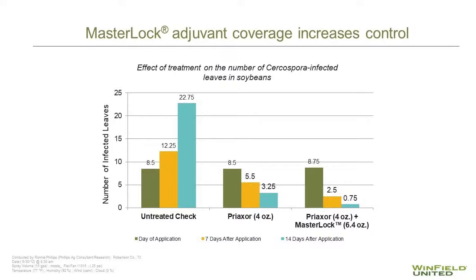And then when we combine the fungicide with MasterLock, it's a similar impact. We're decreasing disease, but we're doing it even more so compared to the fungicide by itself. And so that's all well and good. We're getting more product into the plant, but what is the impact that MasterLock has on yield?